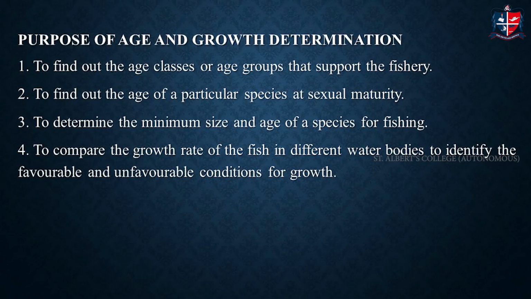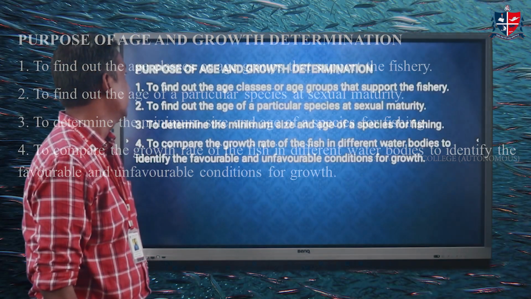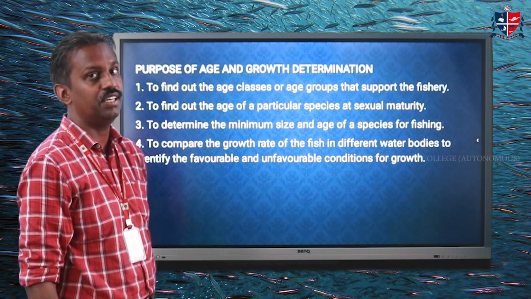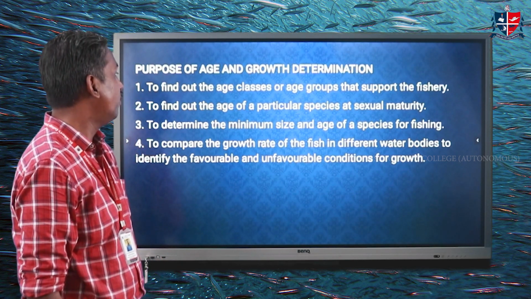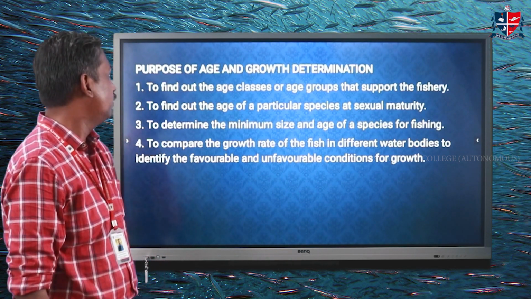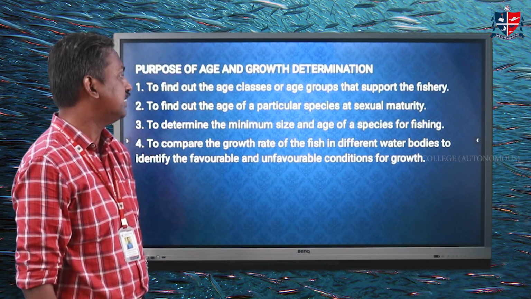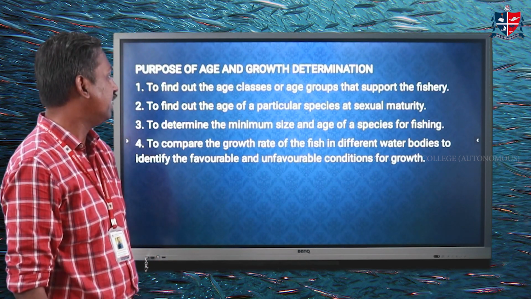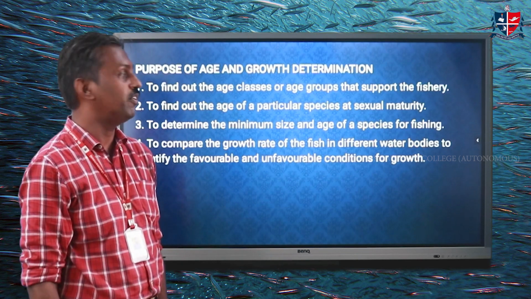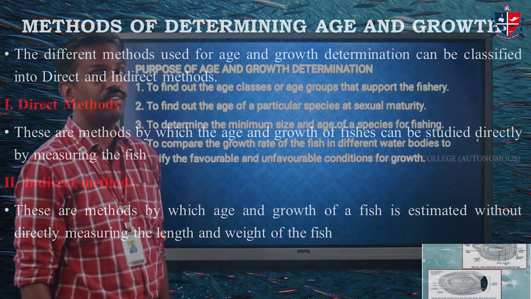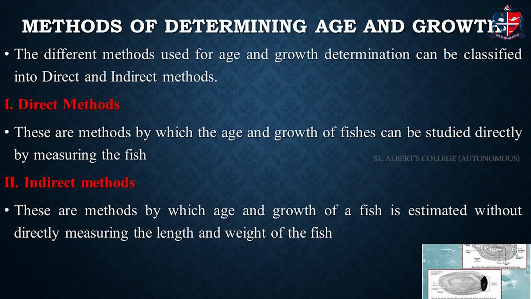What is the purpose of age and growth study in fishes? First one is to find out the age classes or age groups that support the fishery. To find out the age of a particular species at sexual maturity. To determine the minimum size and age of a species for fishing. To compare the growth rate of a fish in different water bodies to identify the favorable and unfavorable conditions for growth. Coming to the different methods of age and growth determination.